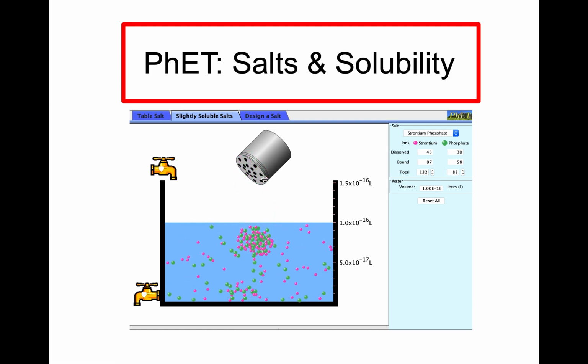Adding more solid, it's going to remain in the container. The number of cations and anions stays the same, but it's not static. We see this back and forth dynamic equilibrium. This is the best simulation I know to represent the rates being equal and opposite.